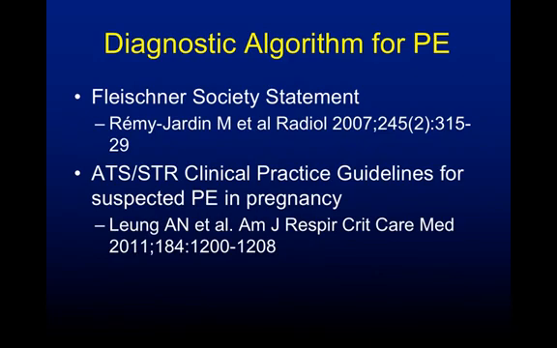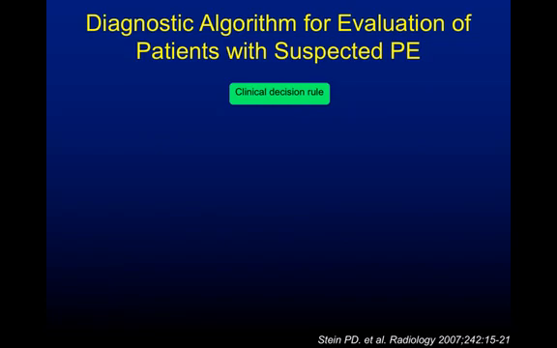The diagnostic algorithm for patients with suspected acute PE: there are 2 that have been published by the Fleischner Society and the ATS-STR. These are for patients who are not pregnant and those who are pregnant. So for the majority of patients, the Fleischner Society recommendations are summarized here.